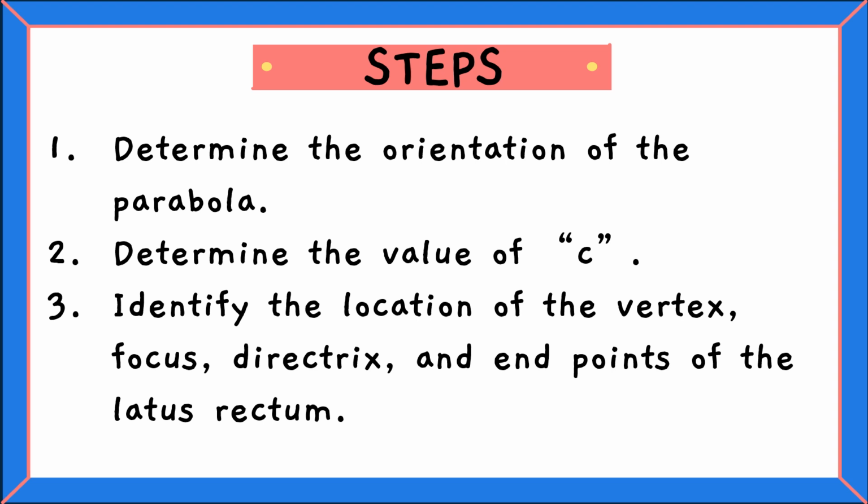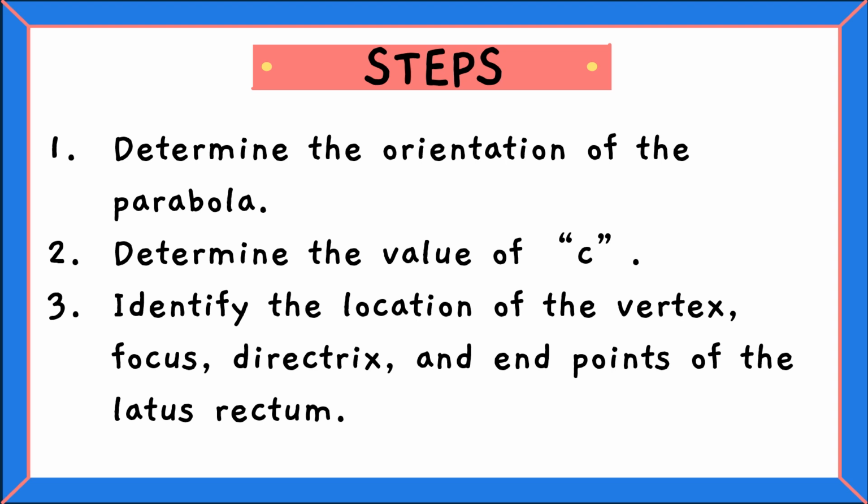First one is to determine the orientation of the parabola. In the last video we used the vertical orientation, so this time we will be having the horizontal orientation. Next is to determine the value of c, because the value of c would help us identify if it is a parabola that opens to the right or opens to the left.